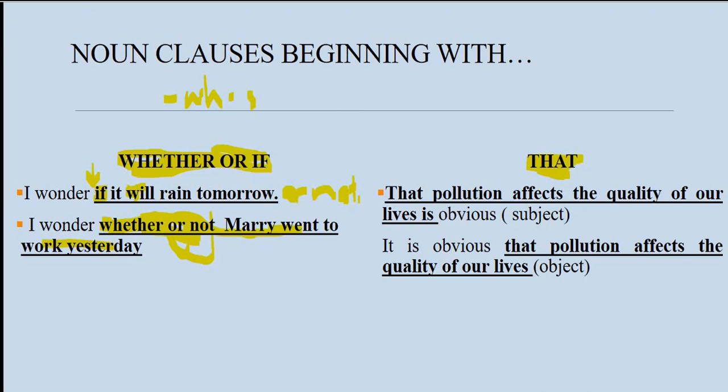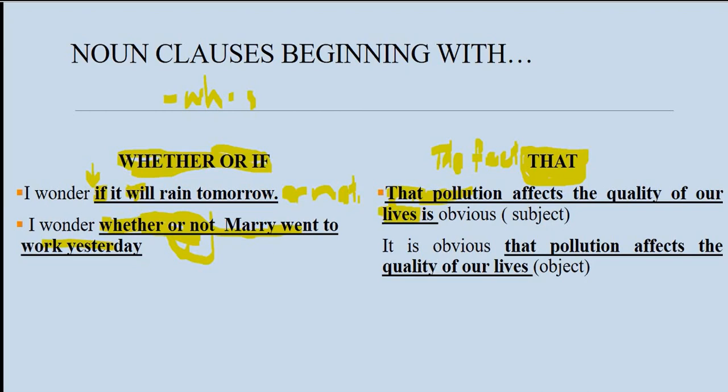So noun clauses with that. So noun clauses with that are the clause types which don't refer to any question. They refer to simple sentences. They refer to a fact. Actually, it is the shorter form of the fact that. So here it is the fact that, if you look at this sentence, the fact that pollution affects the quality of our lives until now is the noun clause, and it is a subject. The fact that pollution affects the quality of our lives is obvious.